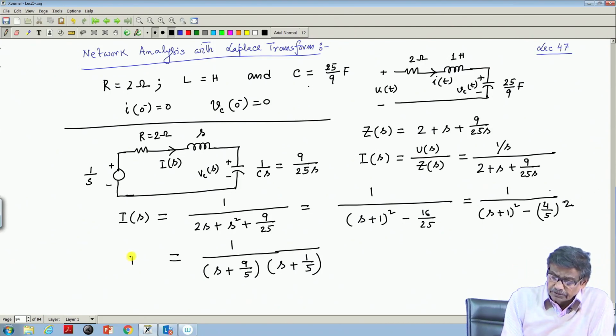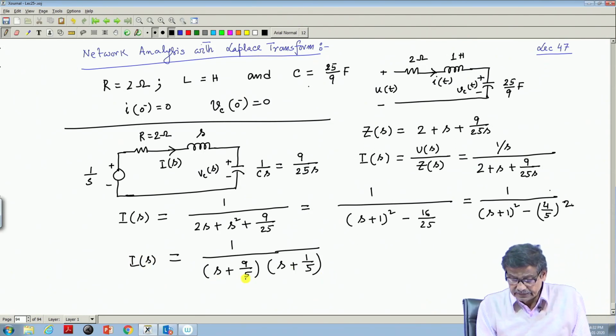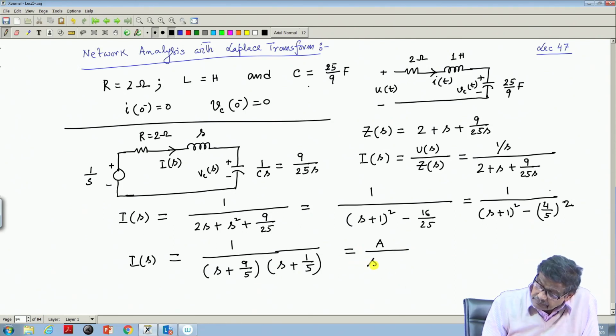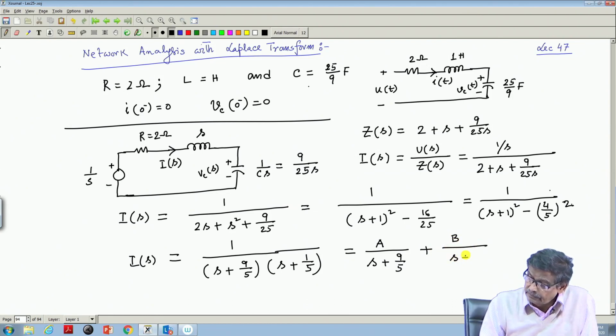So, this is a very happy situation, two simple factors are there, these roots are real. So, this can be broken up into parts, these are the steps you have to follow, that is why I am solving this problem. So, this can be written as A by this plus B by this.